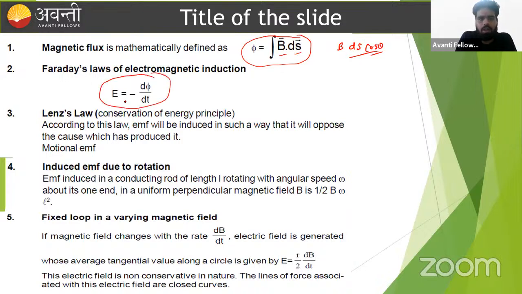This is the Faraday law: E equal to minus d phi upon dt. One is the Lenz law, which describes the direction of the induced EMF, or induced current. I hope this is clear. If the coil is closed, then current is induced. So the negative sign describes the Lenz law, and the magnitude can be written as d phi upon dt. And we know phi is the magnetic flux, that is B dot A.